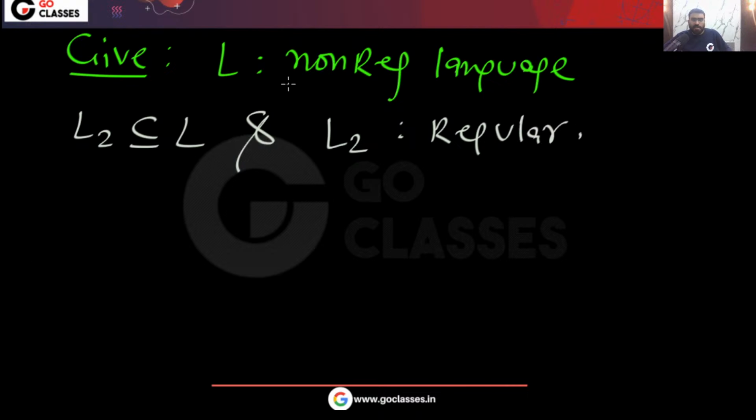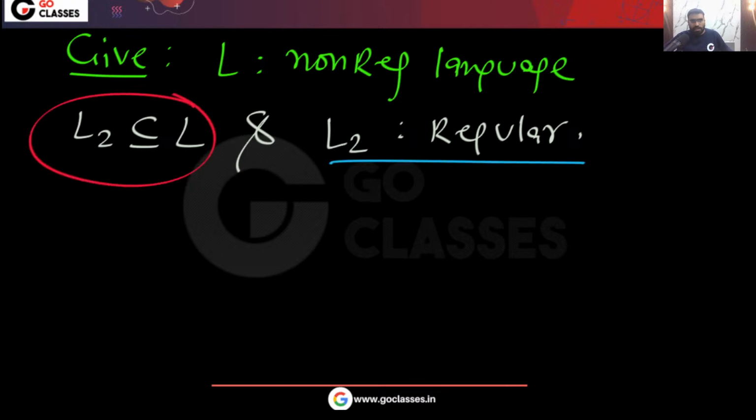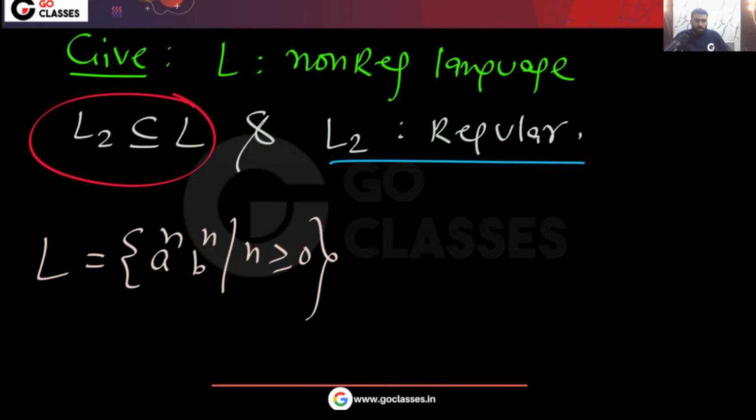Did you understand? Give me where L is non-regular and give me a subset which is regular. Please tell me. Can you give me this type of language where L is non-regular but its subset is regular? Yes, I can give you, for example, very simple, a power n b power n, n greater than or equal to 0. This is non-regular. And I can give you L2 equal to {5}, which is regular. Yes or no? Is this clear? Please tell me.